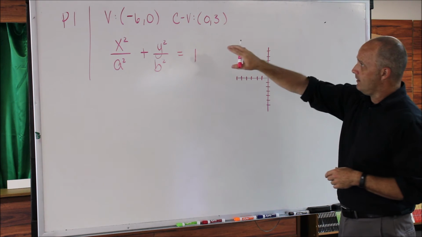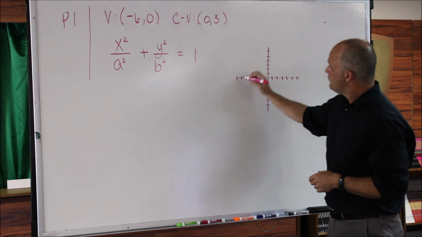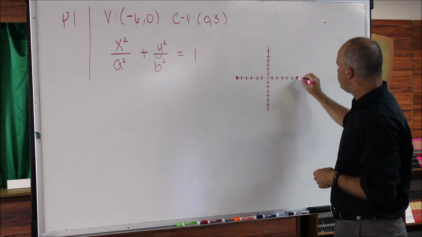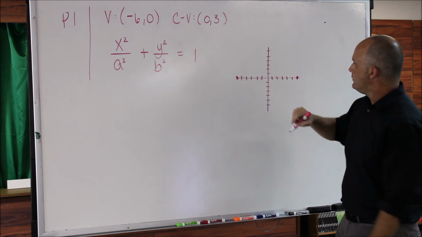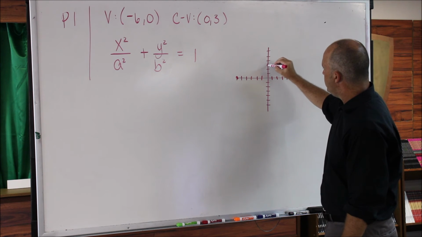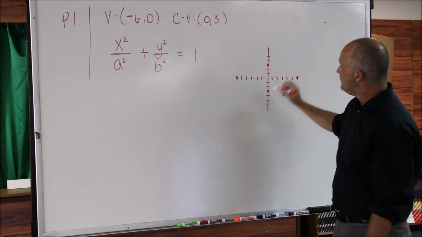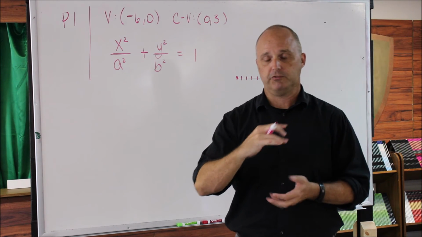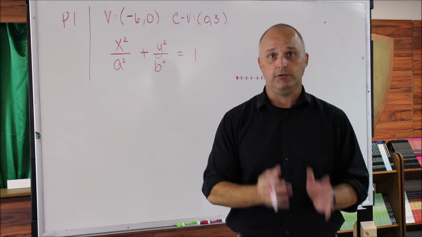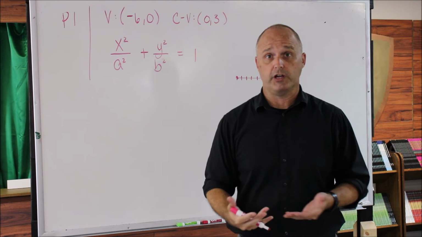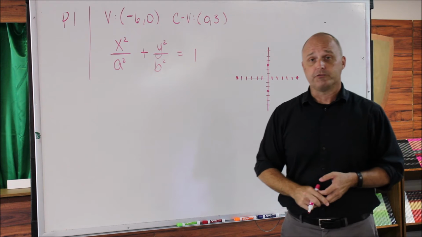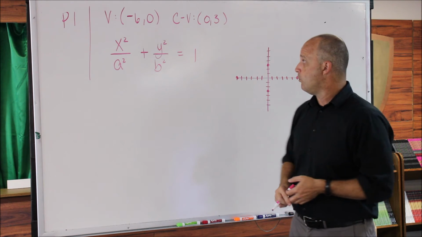So I know that I've got a vertex at -6, 0, so it's going to be here, and then we would also have another vertex over here at 6, 0. The co-vertex would be at 0, 3, so it would be there and there. So you can see that I've got a longer ellipse than I do a tall ellipse. So that tells me that I'm going to be using the formula for a horizontal ellipse, which is going to be x squared over a squared plus y squared over b squared equals 1.